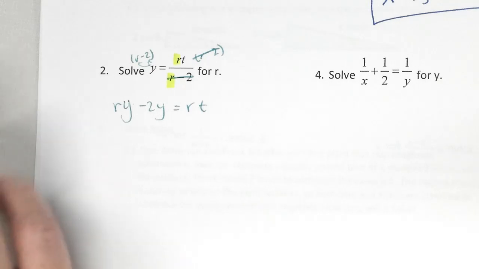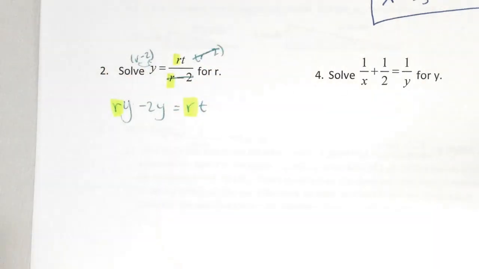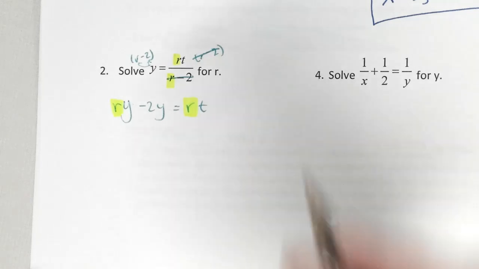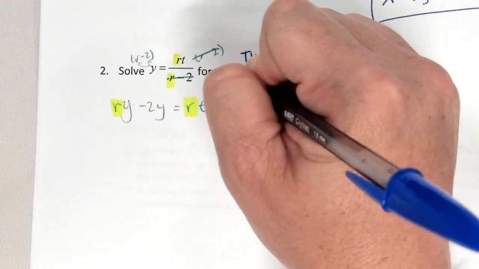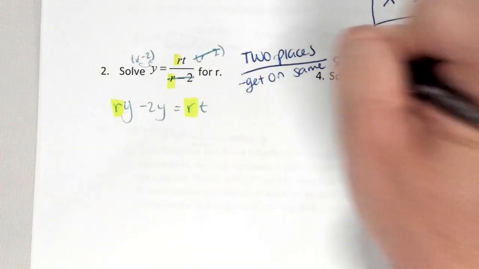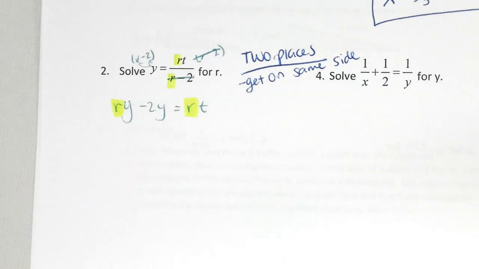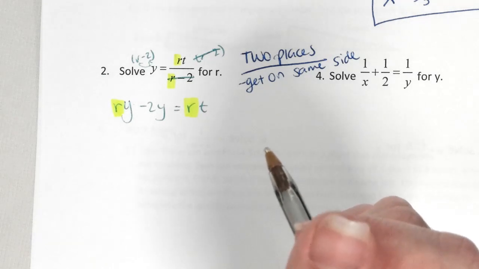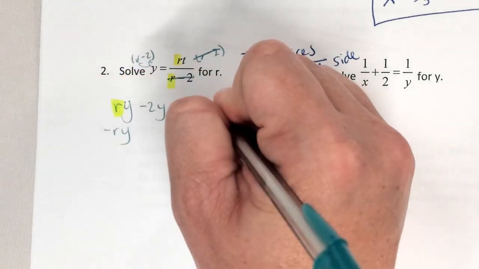So knowing that, I'm solving for r, and what do you notice? I have it in 2 different places. When you have r in two different places, your first step is to get them on the same side. So we want these r's on the same side. Which one am I going to move? RT or RY? RY, because this one's already alone. So I'm going to do minus RY on both sides.